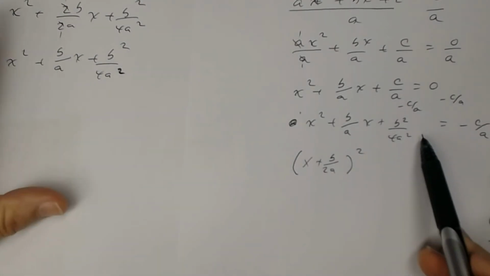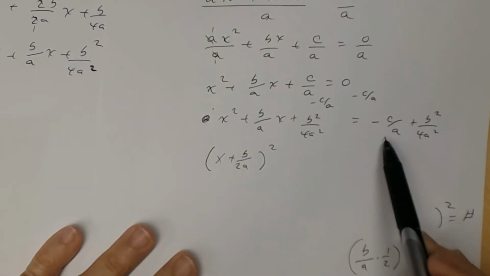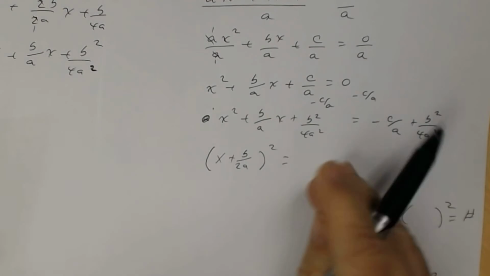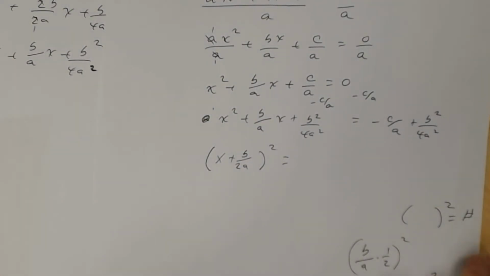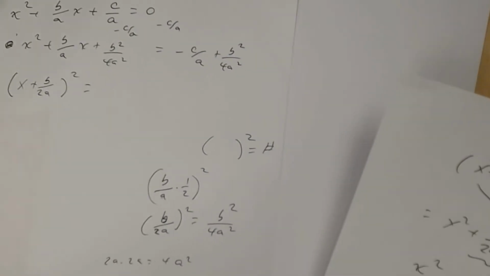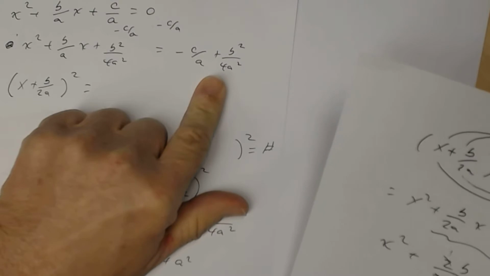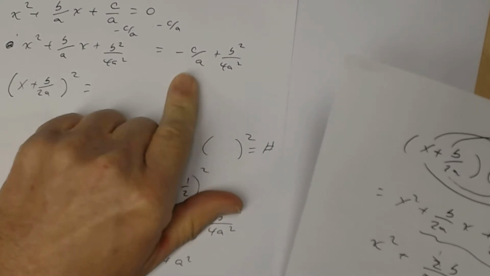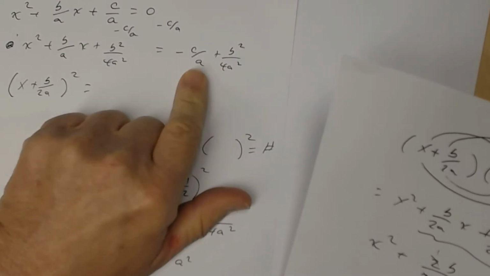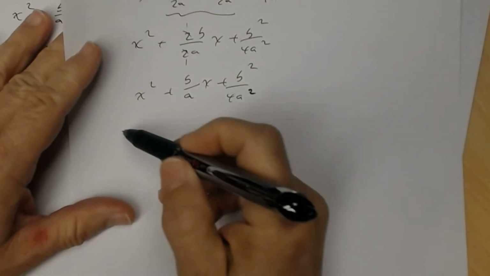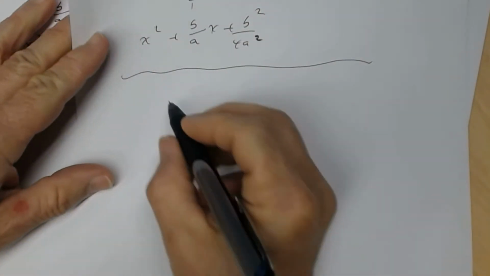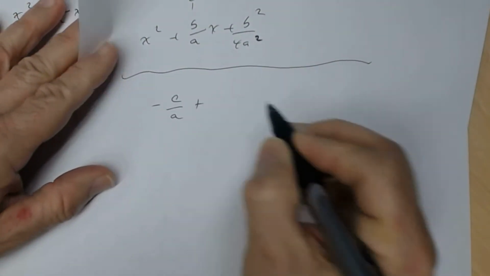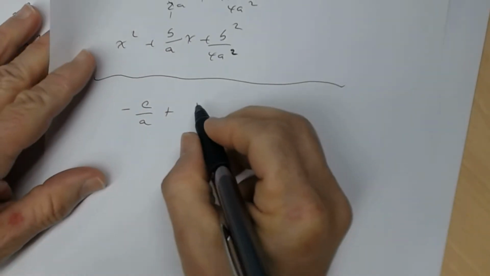Alright, now let's figure out what this is. What makes this challenging is that all these are variables. There aren't any numbers like you had in previous examples. So now we're going to go off to the side and figure out what this is. We have to rewrite this as one fraction. I have two fractions, so I have to now have one fraction. So I'm going to rewrite this right-hand side: negative c divided by a plus b squared divided by 4a squared.